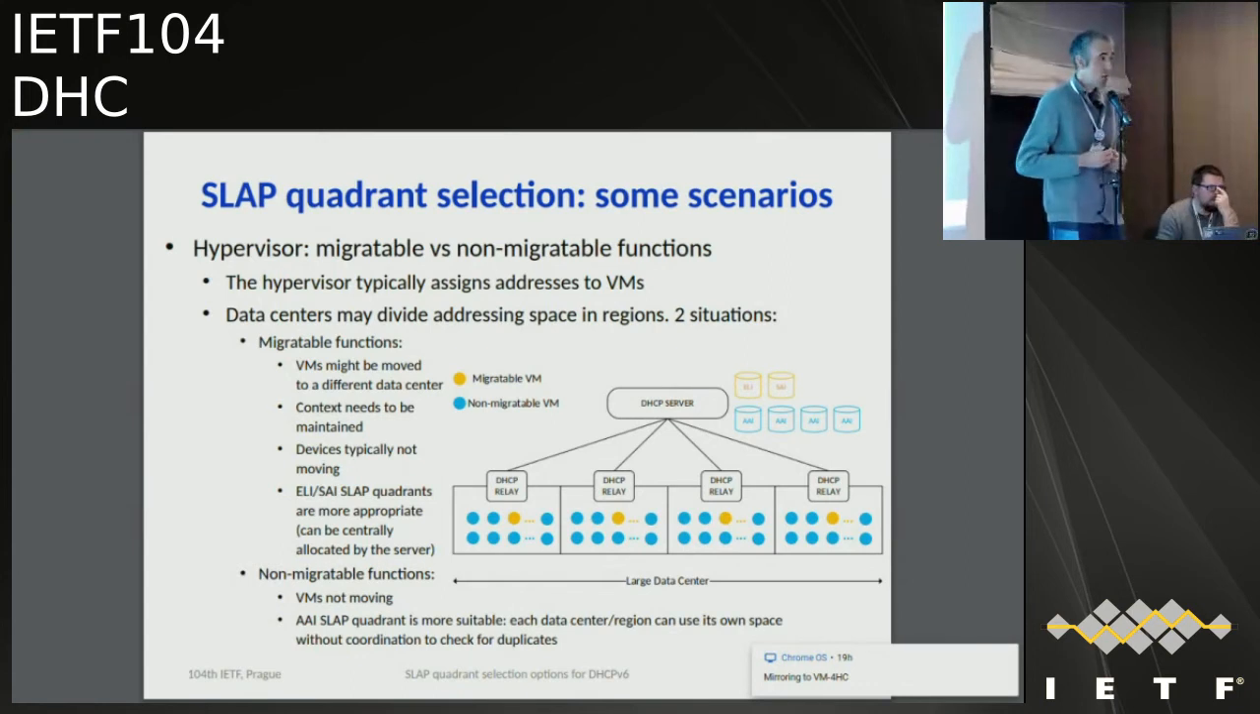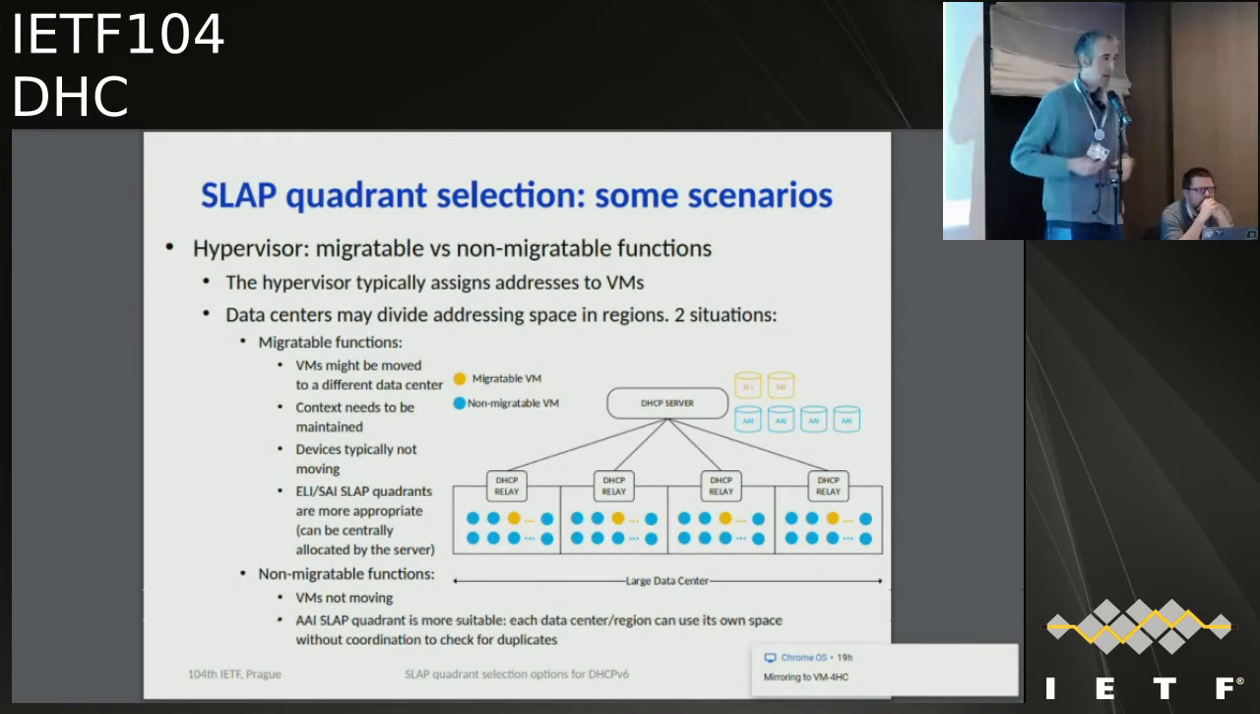But there may be situations in which you may forecast or foresee that a virtual machine may need to be migrated to another host, another data center, or another server in the same data center. In this case, if you want to migrate a function, this may need the context of the function to be maintained, and part of the context may be the MAC address that you are using.